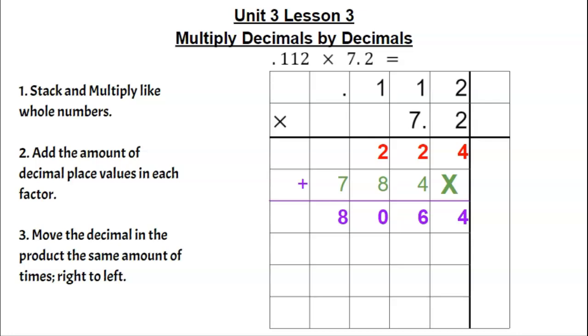But we need to double check our decimal places. We have 1, 2, 3 place values behind the decimal in our first number. And we have 1 place value behind the decimal in our second number. Together, that is 4 place values that we need to move our decimal. So we move it 1, 2, 3, 4 places to the left, making our decimal in front of the 8. So our answer is 8,064 10,000ths.